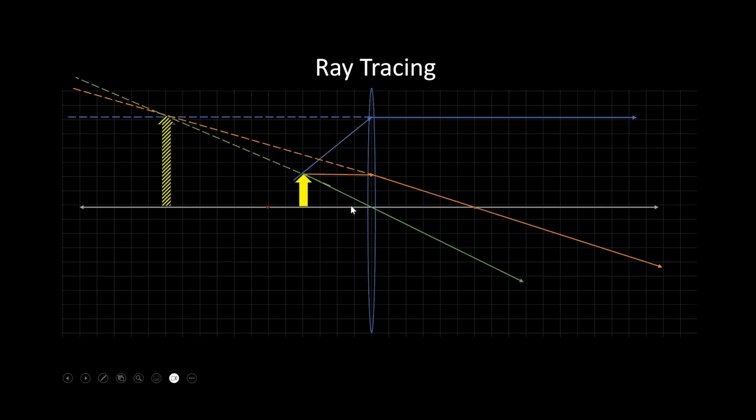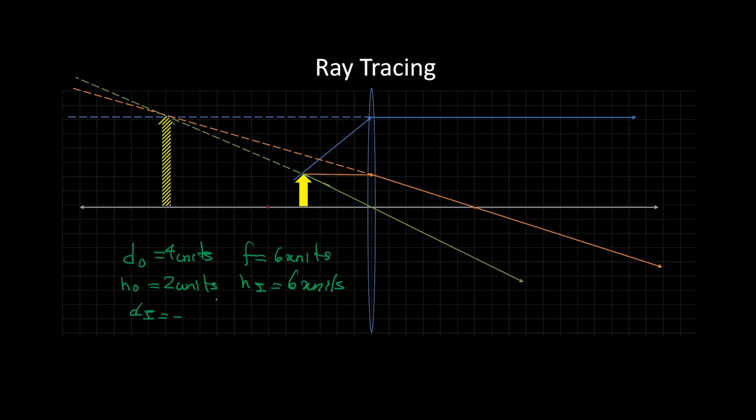So here actually what we got, the DO is 4 units, F is 6 units, HO is 2 units, HI is 1, 2, 3, 4, 5, 6 units. And DI is negative 12 units. Now we know everything about the image. It's upright and it's virtual. And it's 6, so it's 3 times. So basically, HI is 3 HO, okay? 3 times as large as the other one.